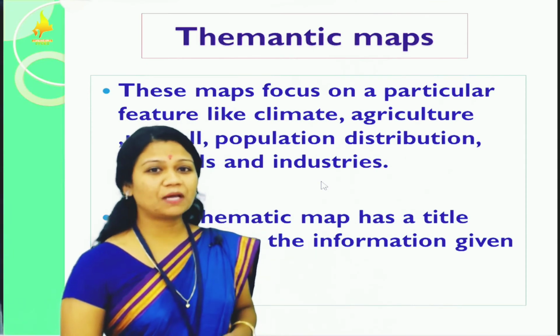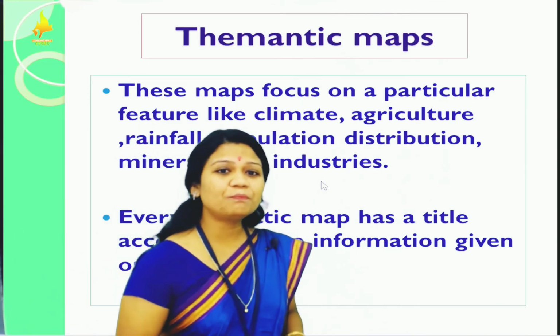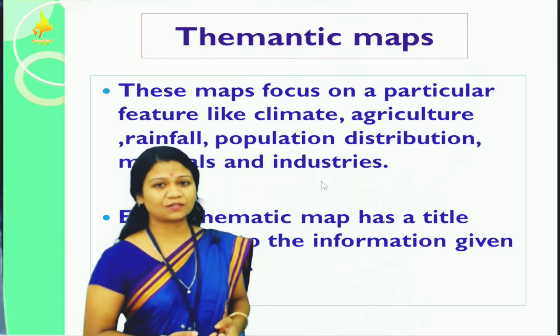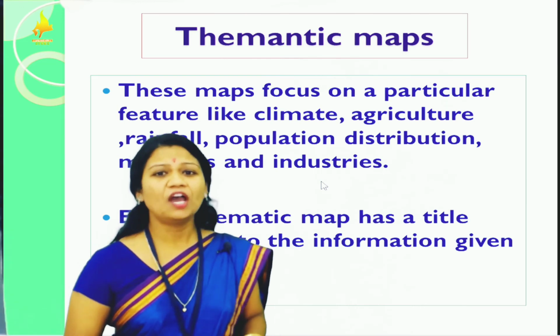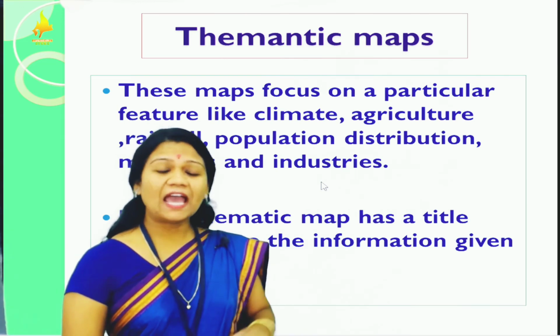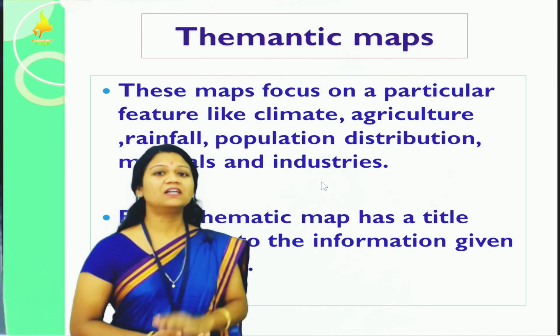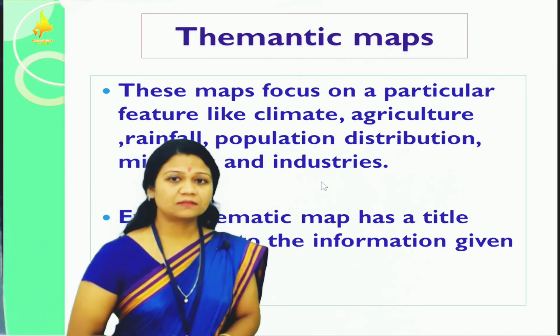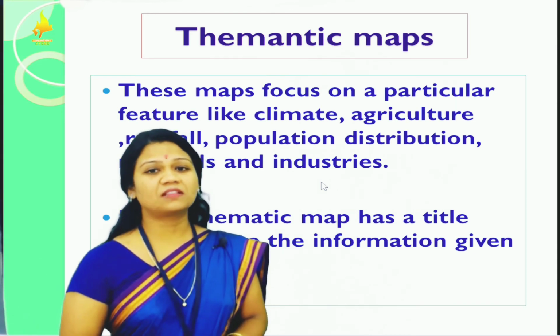Now, thematic map. These maps are particularly for expressing a particular feature or characteristic. For example, climate, agricultural production, rainfall, population or industrial development. According to the theme or the object of that matter, we can use a thematic map.